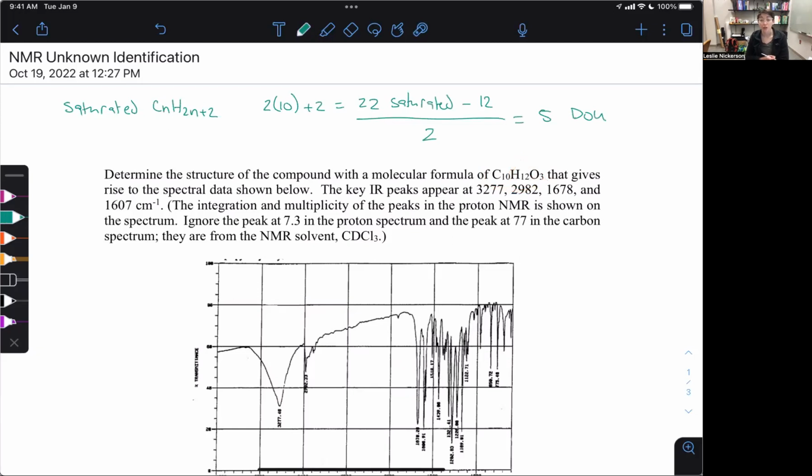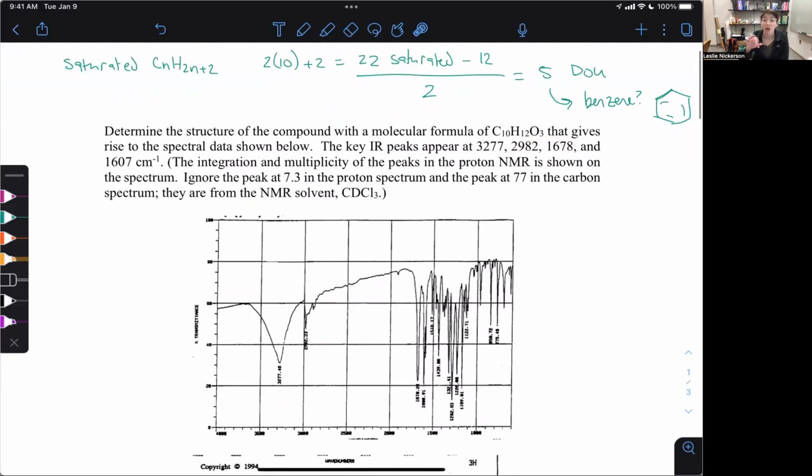As soon as we see a degree of unsaturation that is 4 or above, we want our first thought to be benzene? Because a benzene ring is the most common way that you have 4 degrees of unsaturation. You've got the ring, that's 1, and then 3 pi bonds, that's a total of 4. So as soon as I see 5 degrees of unsaturation, I'm immediately thinking I'm probably going to be dealing with a benzene here, so I'm going to look for those things.